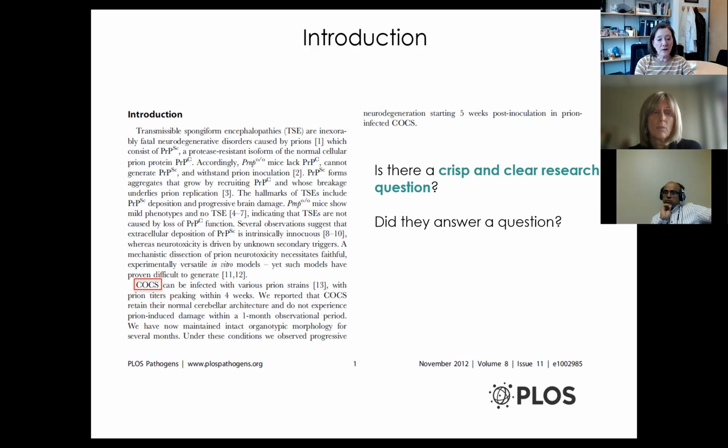So they then go on to say that COCS can be infected with various prion strains, with prion titers peaking within 4 weeks. So I don't know what a COCS is. They probably need to define this in the abstract, in the introduction. They may have defined it in the abstract, but I think they should redefine it in the introduction as well.